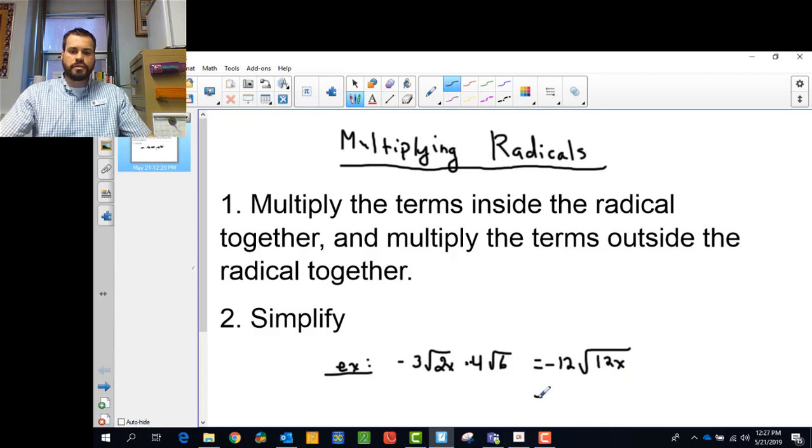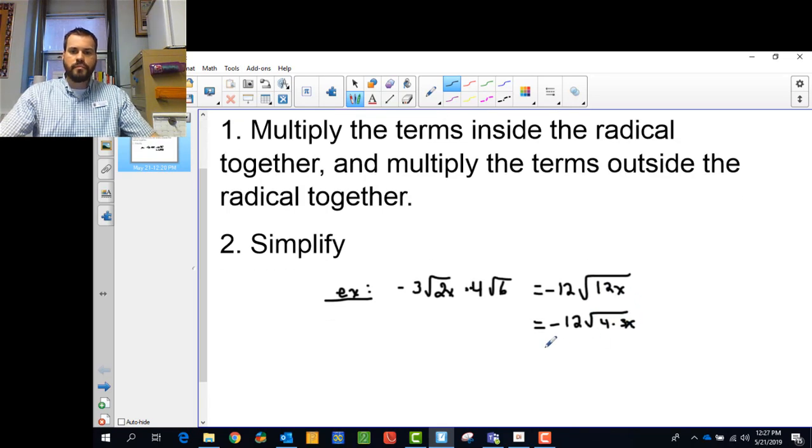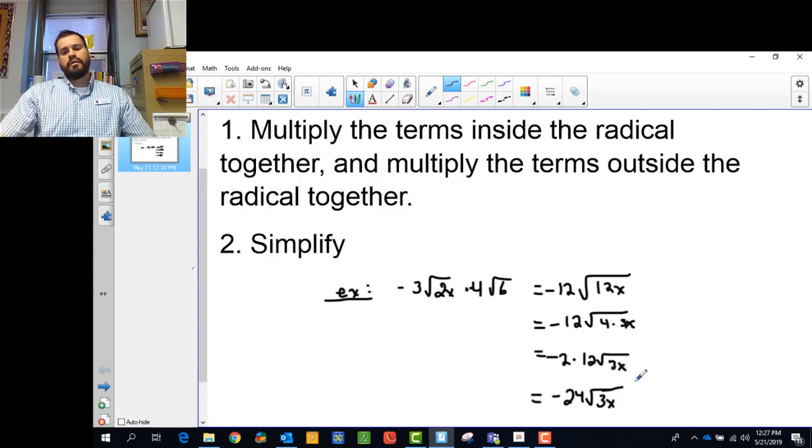So then what we do is we try to simplify. So I know that 12 can be written as 4 times 3x. And that gives me minus 2 times 12, square root of 3x. The square root of 4 is 2. So that gives me minus 24 root 3x. And that is how you multiply radicals together. Pretty simple.